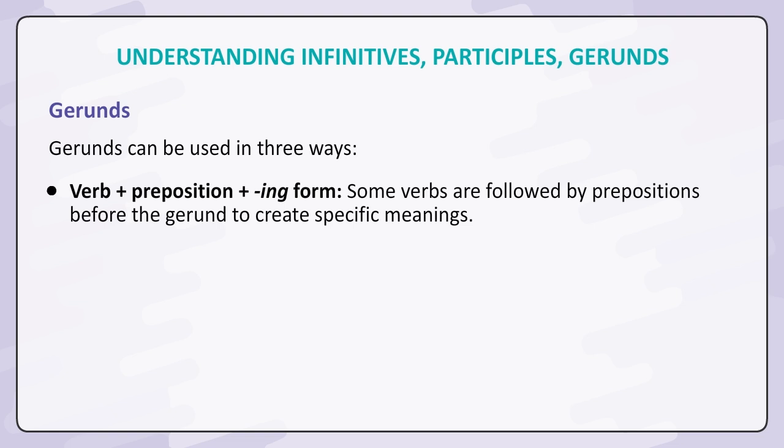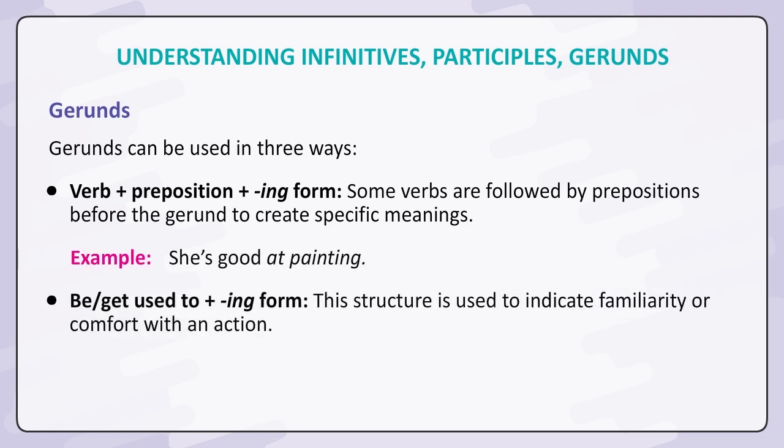Some verbs are followed by prepositions before the gerund to create specific meanings. Example, she is good at painting. Be or get used to plus ing form. This structure is used to indicate familiarity or comfort within an action. Example, I'm used to waking up early.